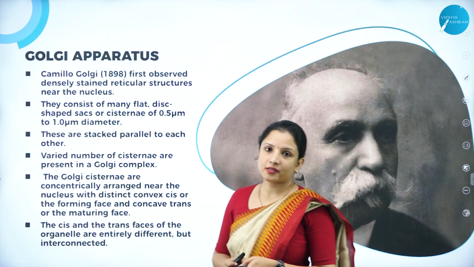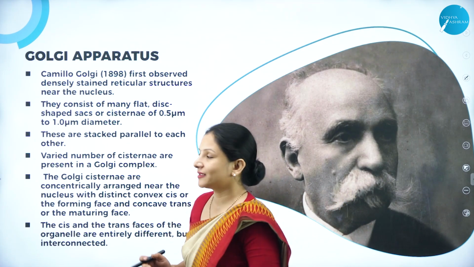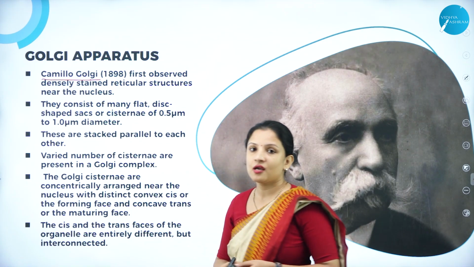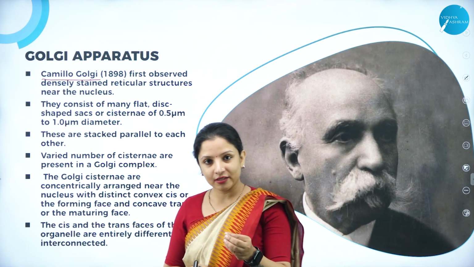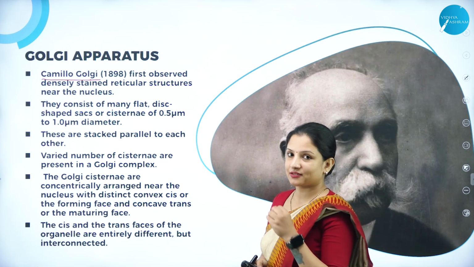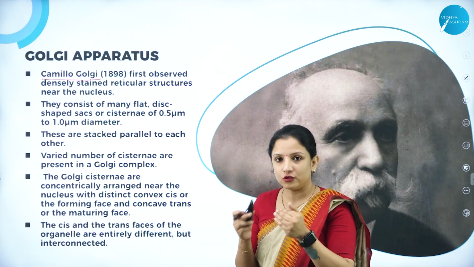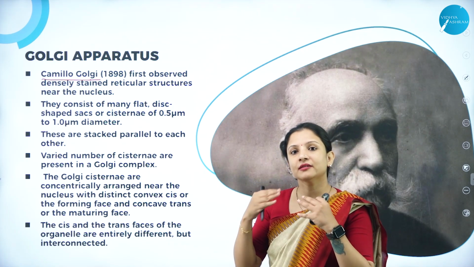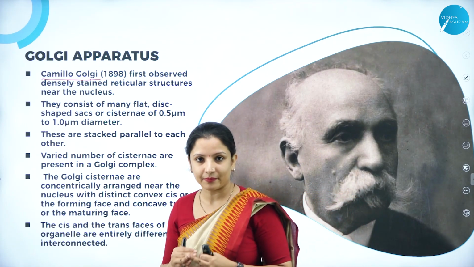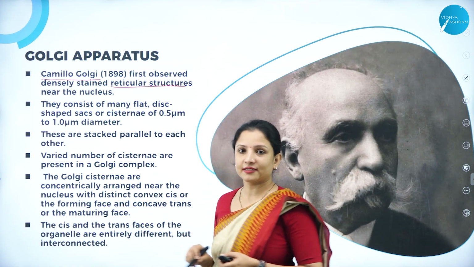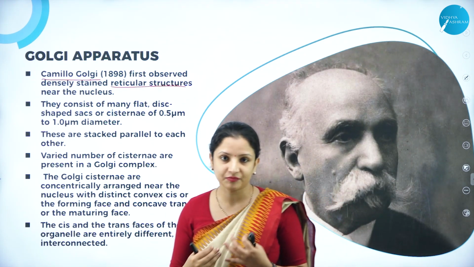So Golgi apparatus was first discovered by the scientist Camillo Golgi in the year 1898, and he discovered Golgi apparatus or Golgi bodies in the form of densely stained structures which were in the form of folds, and because it was discovered by Camillo Golgi, the name has been given as Golgi apparatus. And these structures are reticulated or reticular structures just like the endoplasmic reticulum.